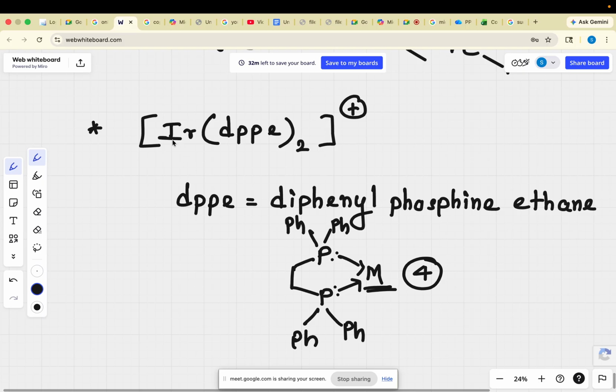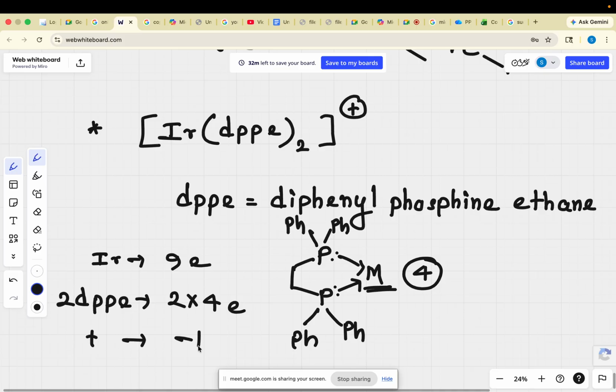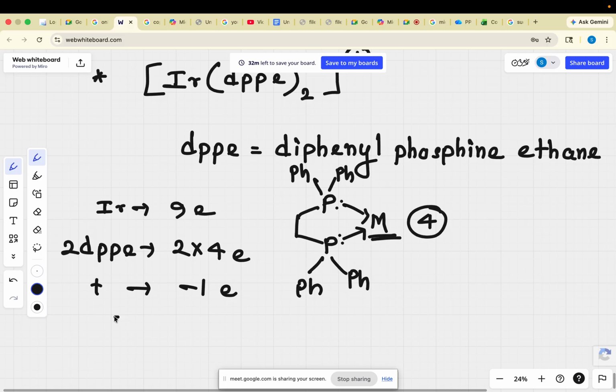Okay, so now do it. Iridium means how many electrons? 9 electrons from the iridium center and 2 DPPE units. One DPPE is donating 4 electrons. If you have 2 DPPE, it will be 2 into 4 electrons, and for this positive charge you have to subtract 1 electron. So what I am getting: 9 plus 8, 17 minus 1, 16 electrons. Any doubt? Clear?